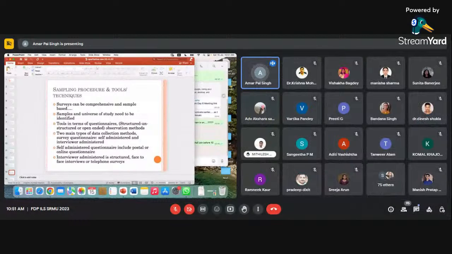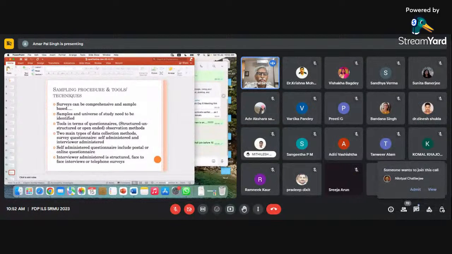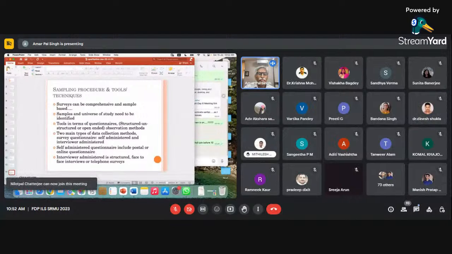And then once you have distributed properly, then you can design the tools in terms of your questionnaires, which can be structured or unstructured, or there may be simply observation methods. So the kind of audience and the kind of survey you are doing in a given area will determine the kind of tool you shall employ. So say for example, there are two main types of data collection methods: survey questionnaires can be of two types, self-administered and interviewer administered. Self-administered questionnaires are basically when we send postal questionnaires or online questionnaires nowadays. And interviewer administered questionnaires are face-to-face interviews or telephone surveys, etc.